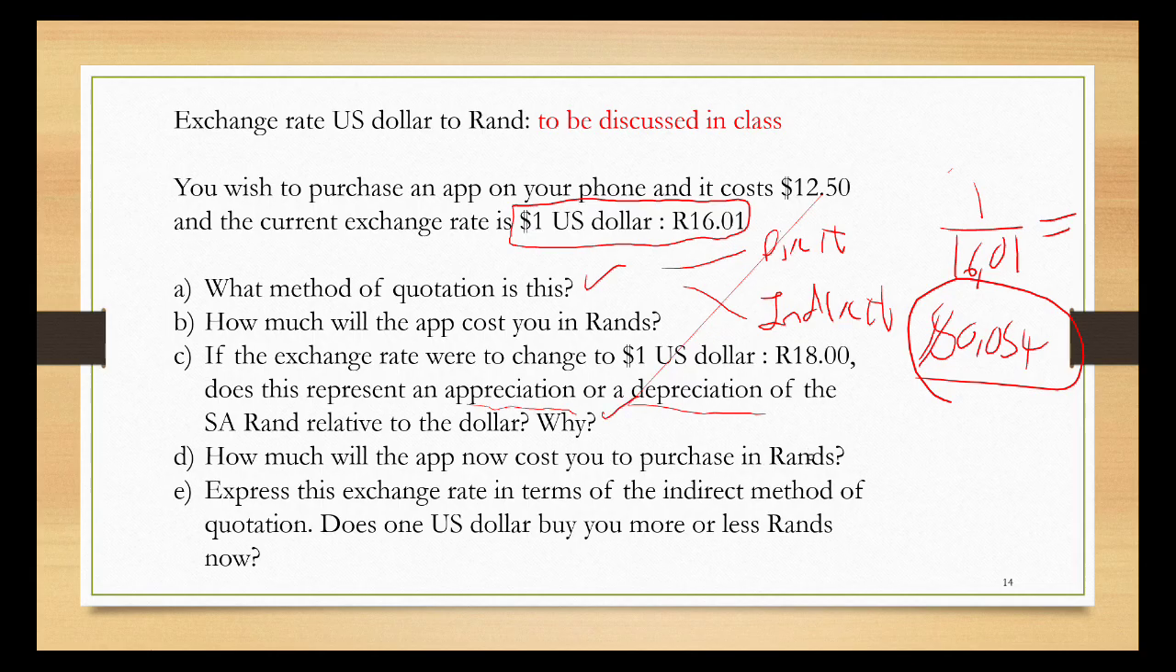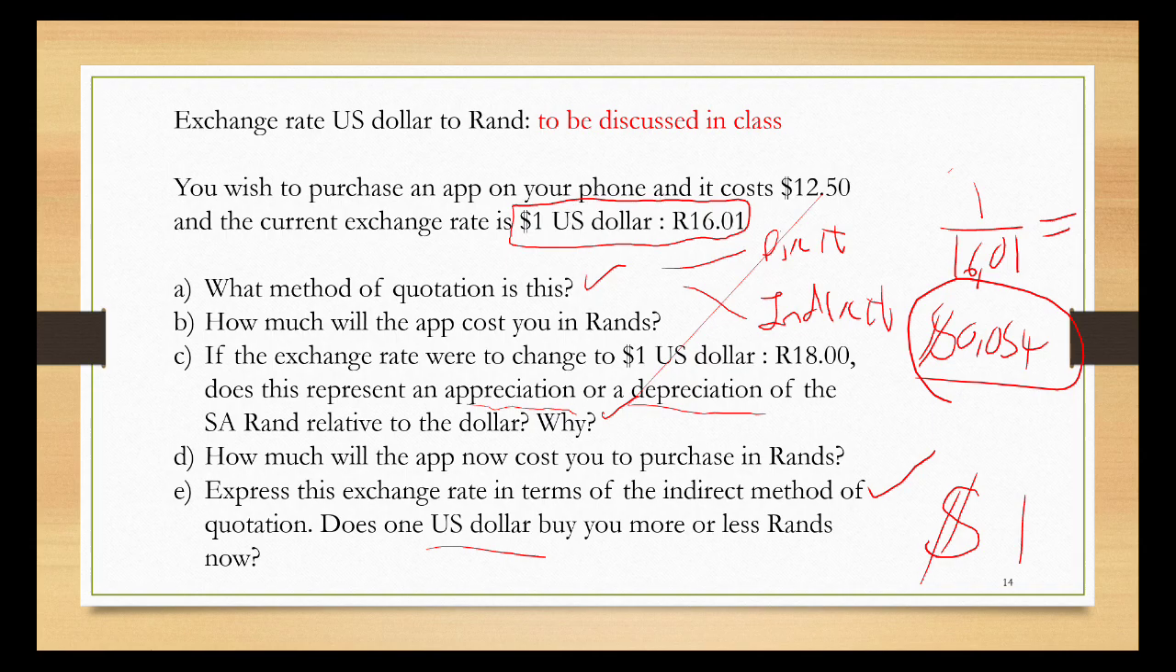How much will the app now cost you in rands? You say 18 times 12.50. Express the exchange rate in terms of the indirect method. Oh, so it'll be this answer. Well, I don't know if this answer is probably wrong, I just guess, but I'm saying 1 over 16.01 will give you the answer to this. Does the US dollar buy more or less rands now? Oh, so this is now referring to the US dollar. See, read the question. Now, does a dollar buy more rands? So $1 before, how much rands $1 bought you? Okay, let's see.